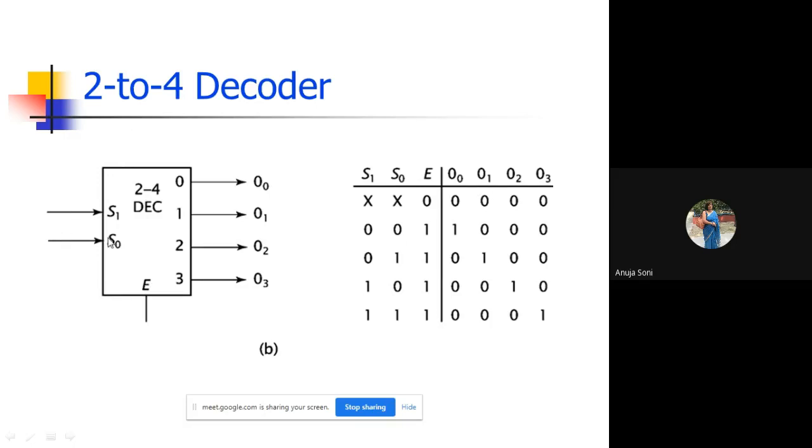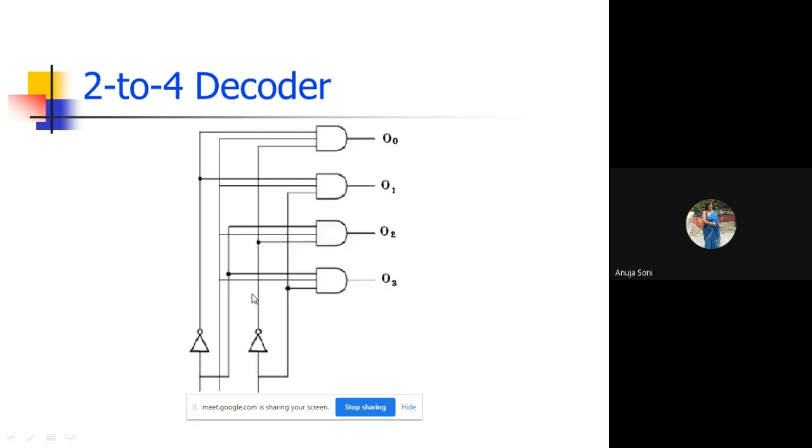You have 2 input symbols, and 4 possible combinations may be generated, provided the value of E is 0 or 1. Whenever it is 1, then only it will be enabled. If the value of O0 is 1, only this combination will be active; otherwise this combination may be active, or this one, or this one. In this manner it will work.